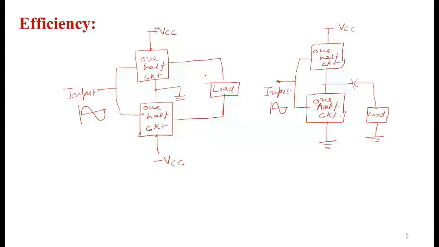So we can see that in this kind of circuit we have two DC supplies. One is this plus VCC source in the one half circuit, and in the second half circuit we have another DC source, that is the minus VCC. But in this kind of circuit we have only one DC power source, that is the plus VCC, and the other end of the circuit we have connected to the ground.